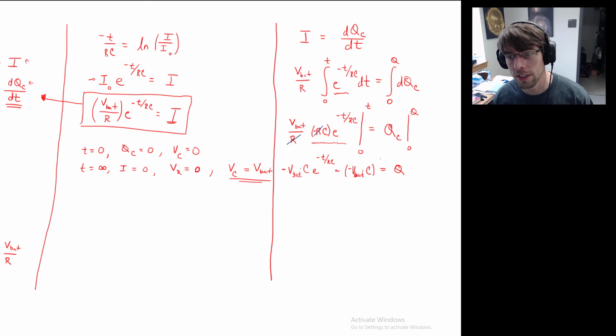And let's go ahead. We'll get rid of the negative signs. We'll pull out the common term. What do I have at the end of the day? I have V battery times C, 1 minus e to the negative t over RC.